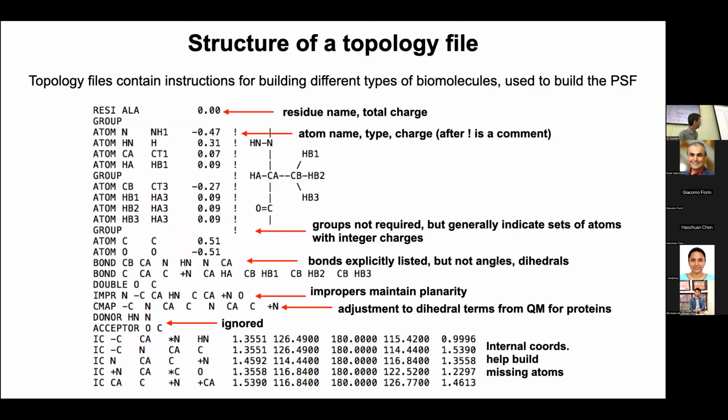So angles and dihedrals are not listed here. Does anybody know why that is? I list bonds explicitly, but I don't list angles or dihedrals. It's a little more esoteric point. Yeah. They can change throughout the simulation? No, they're the same. Well, the numbers change, of course, but which atoms form an angle and a dihedral.